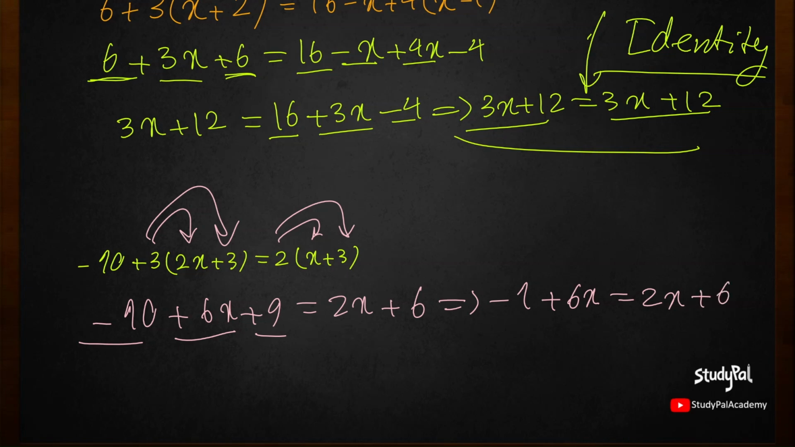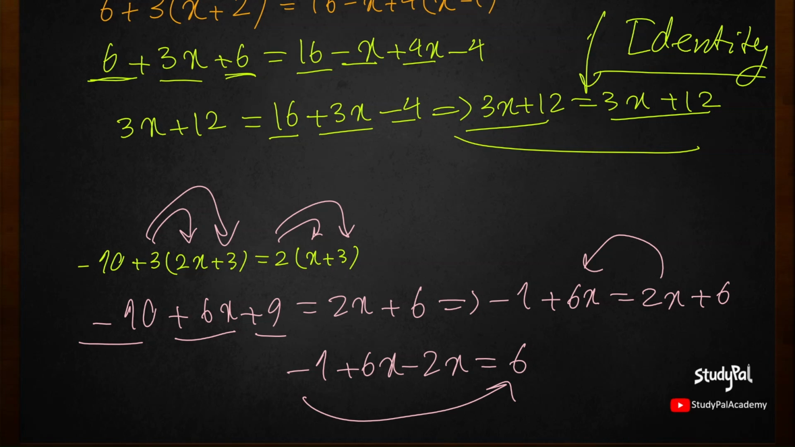Alright, now let's simplify even a little bit more. We have minus 1 on the left hand side plus 6x, and 2x goes to the left hand side, becomes minus 2x, and on the right hand side I have 6, but minus 1 goes to the right hand side and becomes plus 1. Alright, so what we have now, 6 minus 2 gives you 4. So I'm going to write the next step here. On the left hand side I have 4x, on the right hand side I have 7.